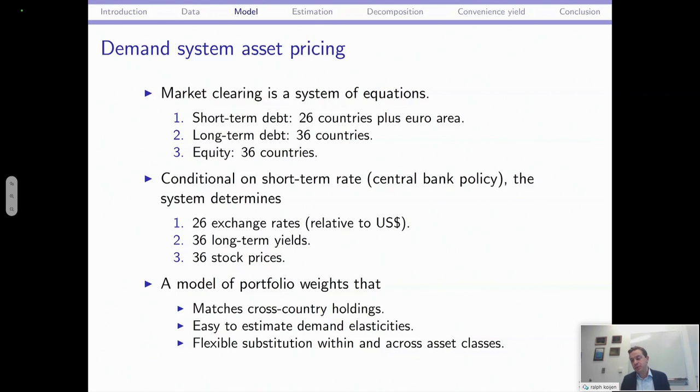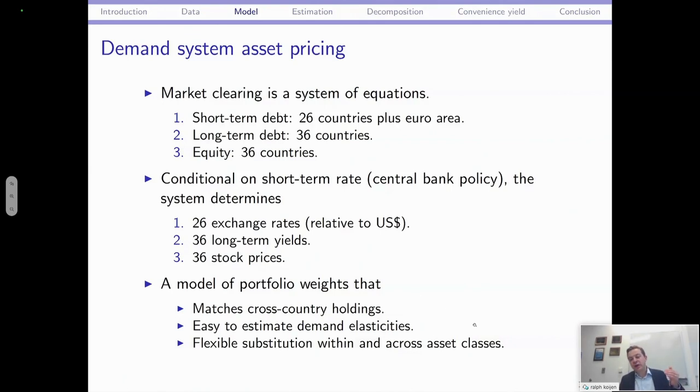And what we're going to assume is that it's the exchange rate that is adjusting. So we're going to have three sets of market clearing equations, and the endogenous prices that we solve for are exchange rates, long-term yields, and equities. What the model is going to do is match cross-country portfolio holdings.